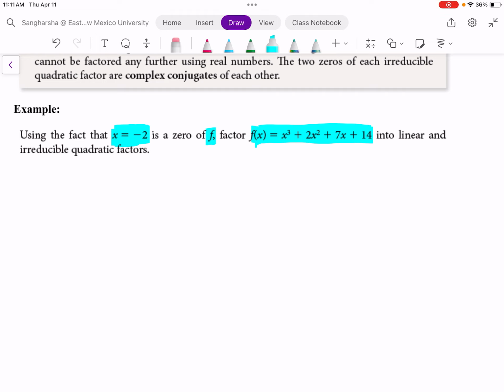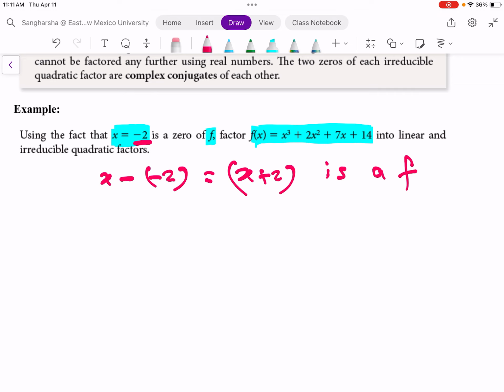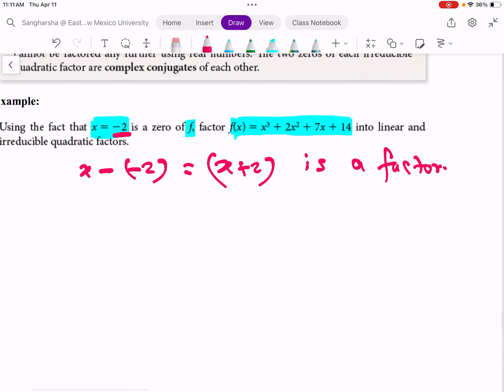That's the one thing. Now what is the next thing? If you know any number is a real 0, then x minus whatever 0 you have, here negative 2, is a factor. So we have x plus 2 as a factor. This is one piece of information. What other information can we get from here? Negative 2 is a real 0. That's right, so negative 2 is the x-intercept. You can write it as the point (negative 2, 0), or say negative 2 is the x-intercept.